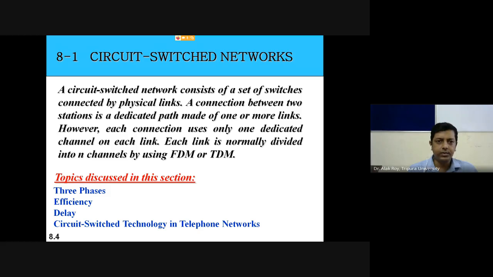Start with the first type, circuit switch network. It consists of a set of switches connected by physical links. A connection between two stations is a dedicated path made of one or more links. However, each connection uses only one dedicated channel on each link. Each link is normally divided into n channels by using FDM or TDM, meaning frequency division multiplexing or time division multiplexing.